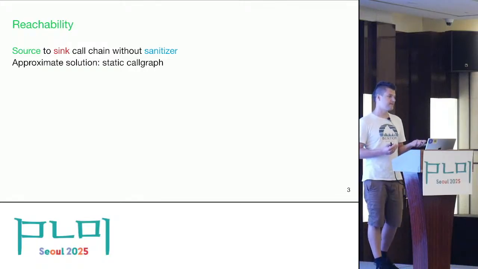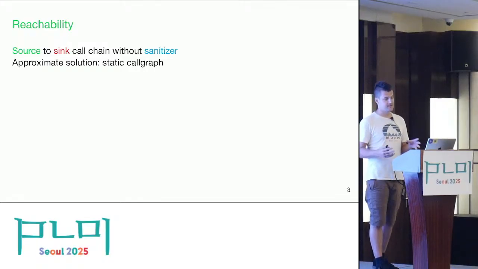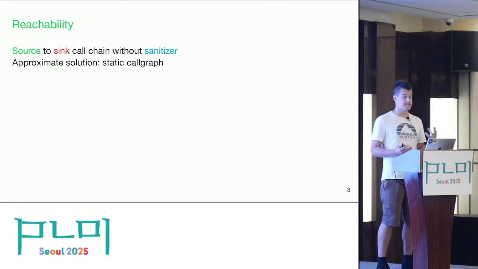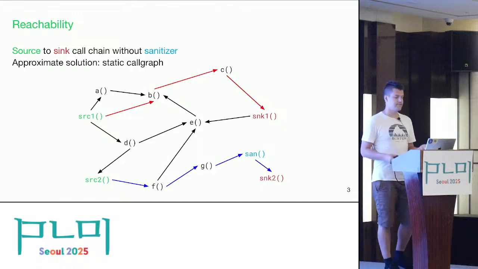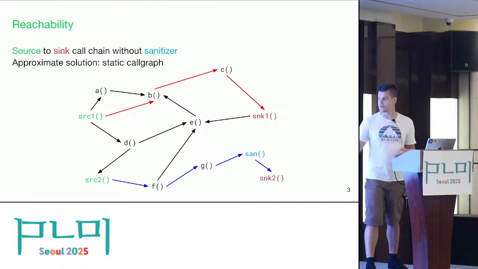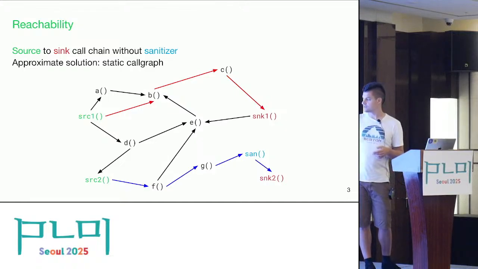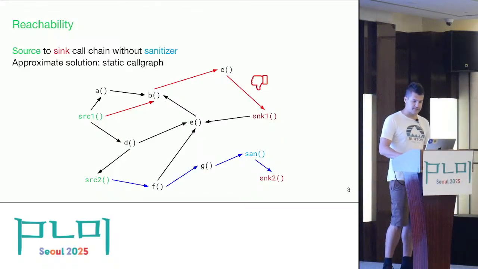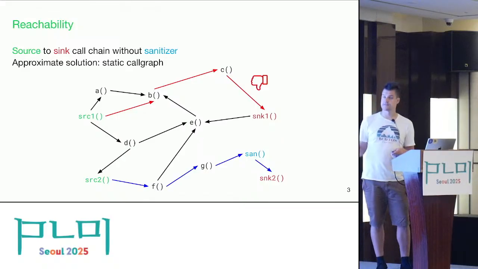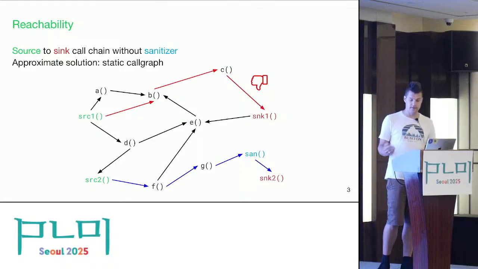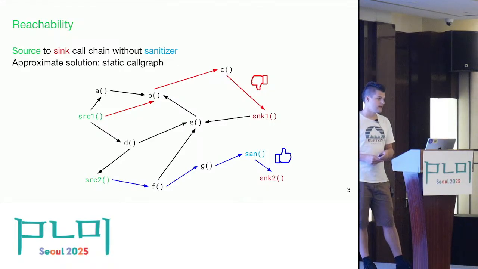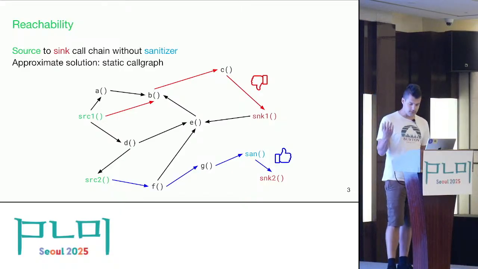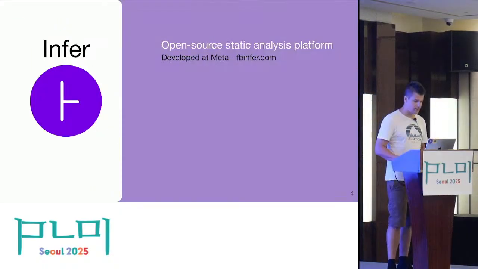For now, in the current implementation, we use a very basic static call graph, which is based on the static types of the program. So basically, if you have something like this, where you have some sources, you have some sinks, you have some sanitizers, then, for example, this path in red is something that you would want to report and flag. But for example, this blue one is fine because it goes through a sanitizer. Now, how do we do this in practice?